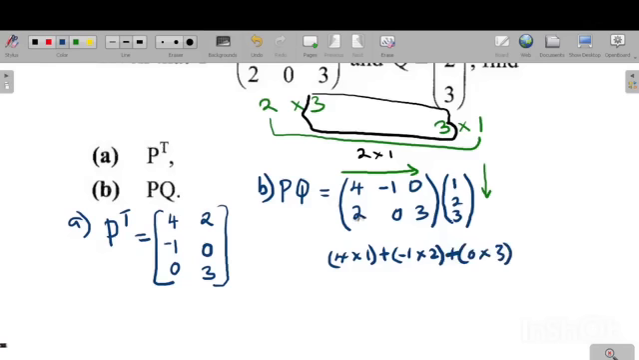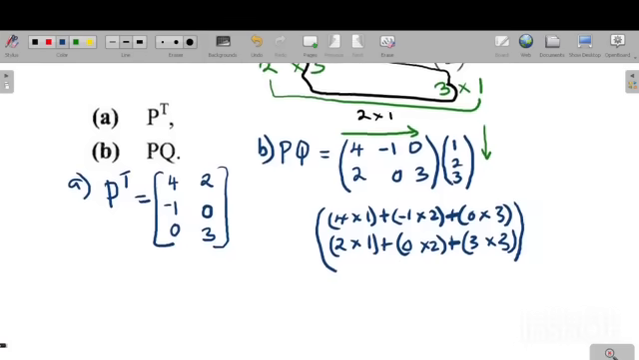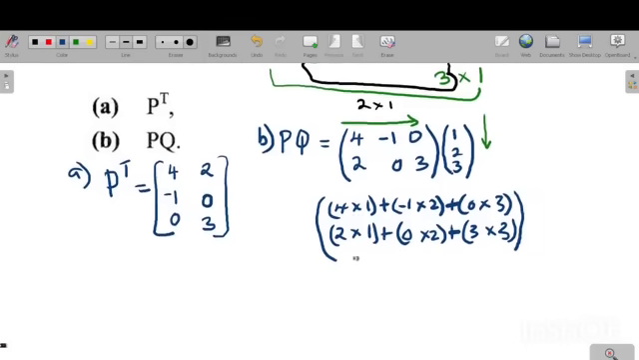Okay, then we come to this row. So we have 2 times 1, plus 0 times 2, plus 3 times 3. All right. Everything you put in brackets like this because it's a matrix. Okay, so what is needed now is just to simplify.